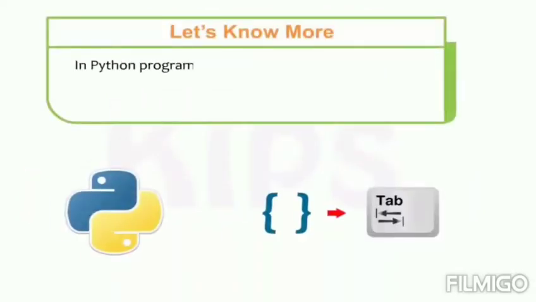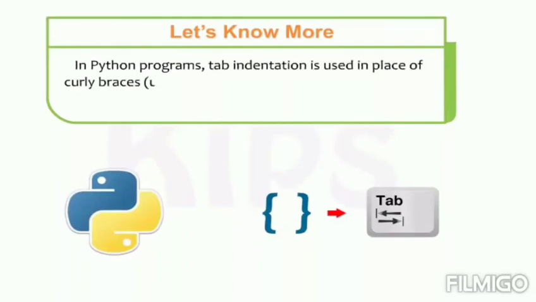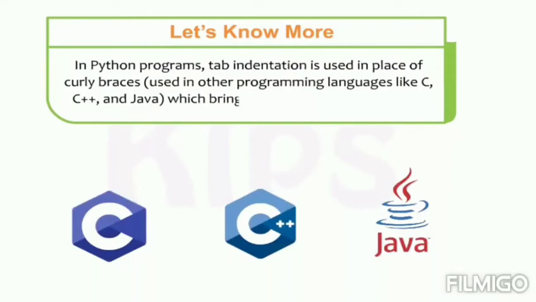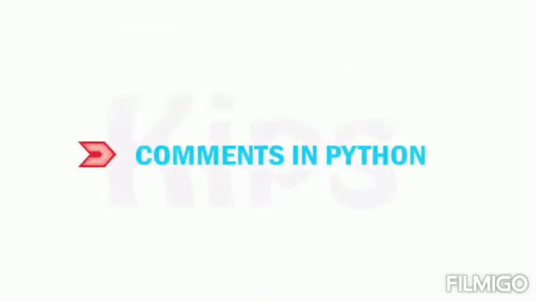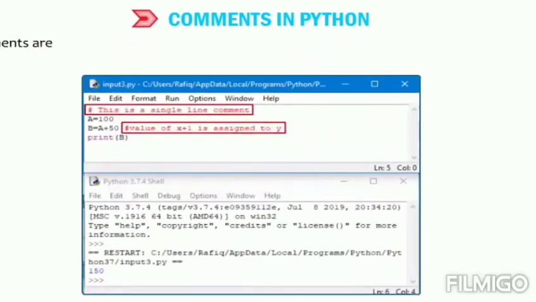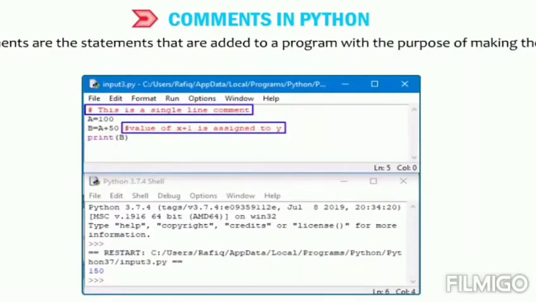Students, let's know more. In Python programs, tab indentation is used in place of curly braces, used in other programming languages like C, C++, and Java, which brings clarity while reading code. Students, now let us talk about comments in Python. Comments are statements that are added to a program with the purpose of making the code easier to understand.